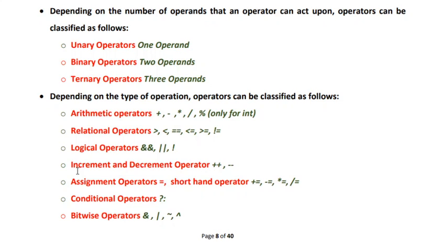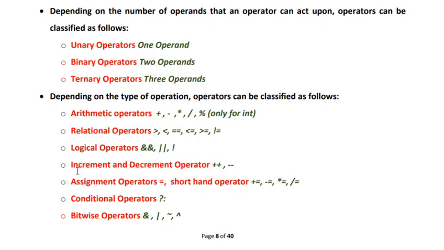Now the next category of operator is called the assignment operator. The assignment operator is used to assign the value of an expression or a variable to a variable. The source can be either an expression or a variable, but the destination will always be a variable. And you can have a shorthand operator defined for it.